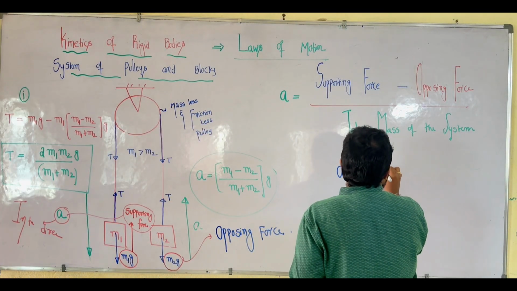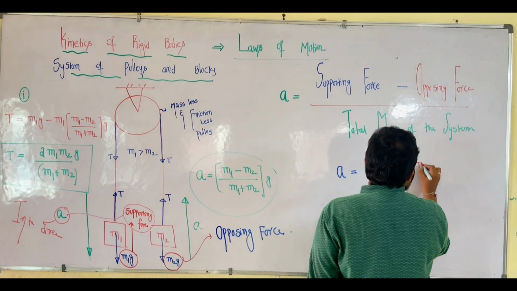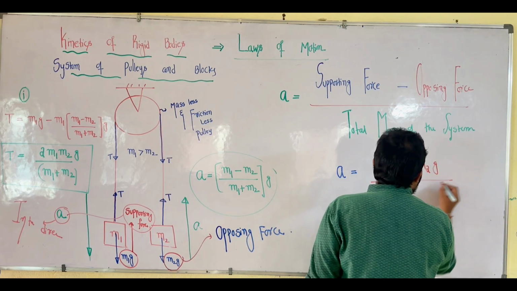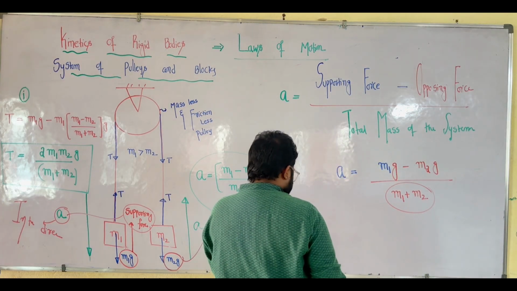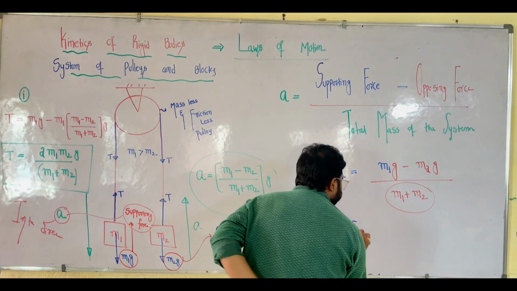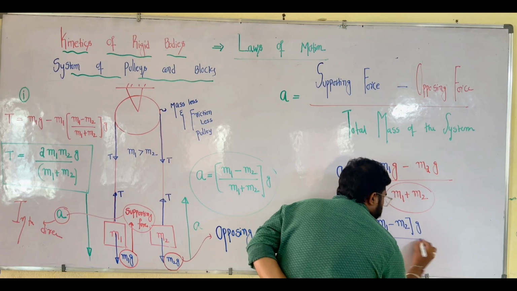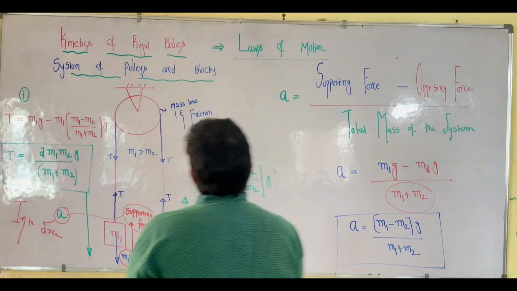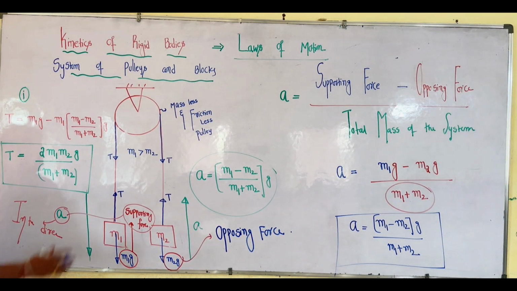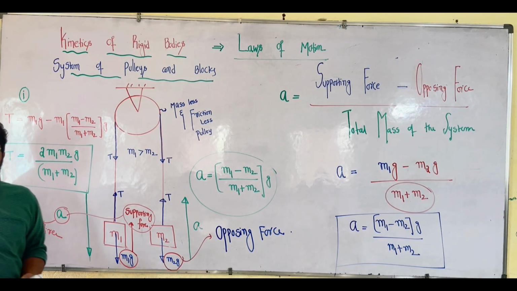Acceleration you can write as supporting force M1G minus opposing force M2G, by total mass M1 plus M2. Straight away you can say acceleration equals (M1 minus M2) into G by (M1 plus M2). Are you getting the same? First draw the free body diagram for one block, substitute the acceleration, and you will directly get the tension. Next question.